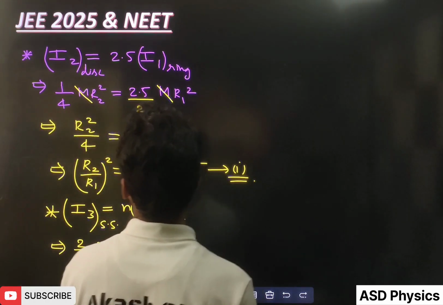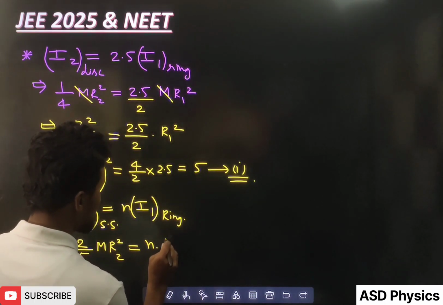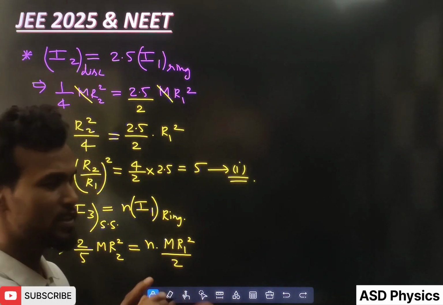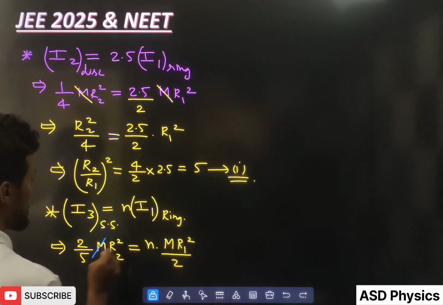Ring, what is it? Already we have seen. See, I1 ring will be how much here? mr1 square by 2. Is it? So kindly see, mr1 square by 2. Now the question is somewhat confusing, but if you read it multiple times and try to solve it, it will be very easy. This m m cancel, is it?